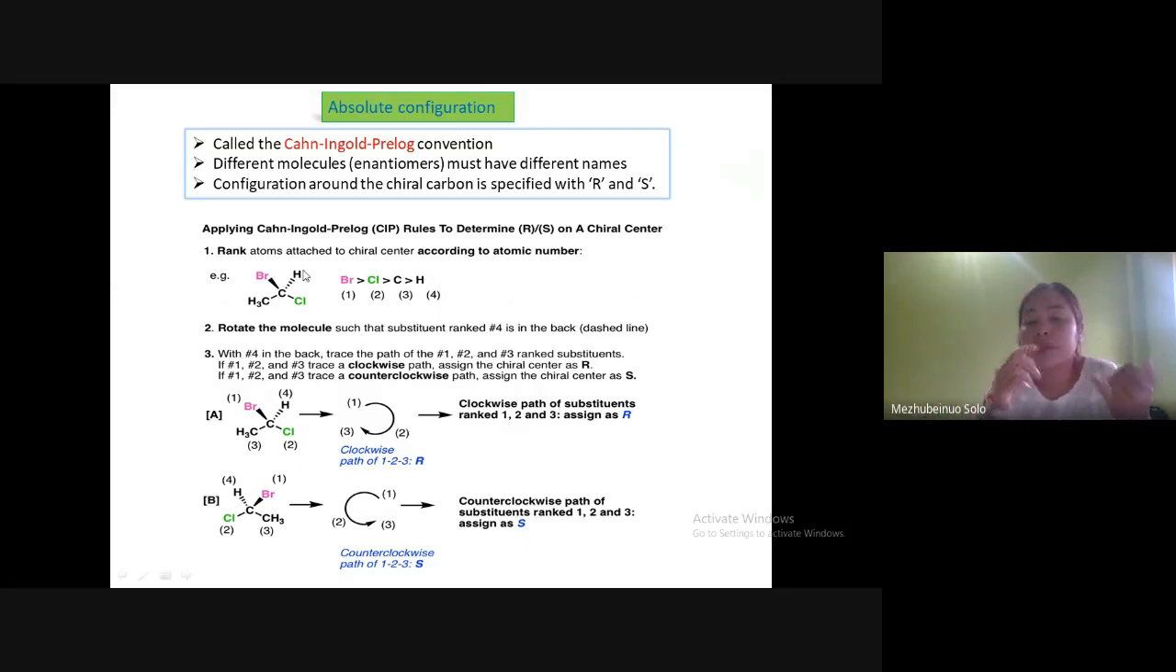After that, you trace the path of the first three ranked substituents. In this example, in compound A, when you trace the path of the first three ranked substituents, it follows a clockwise direction. So this chiral center will be assigned as R. And in the example B, when you trace the path of the first three ranked substituents, it follows an anti-clockwise direction. Therefore, this chiral center will be assigned as S.